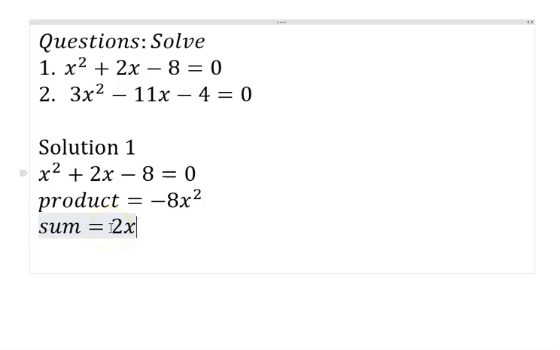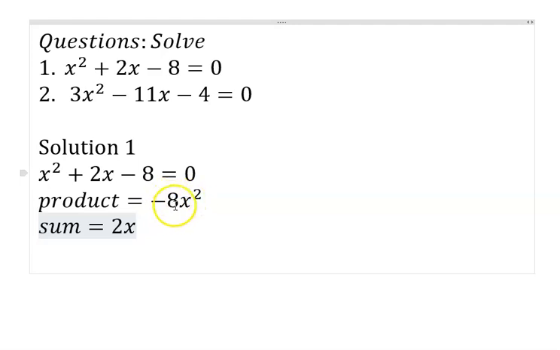Now, this is where the situation of trial and error comes in. You are going to look for two numbers, such that if you times those two numbers, it will give you minus 8x squared. Those same numbers, if you add them, will give you 2x. So the method is just as simple as that. That's why we call it trial and error.